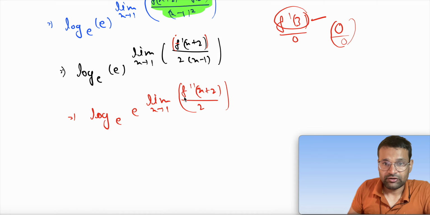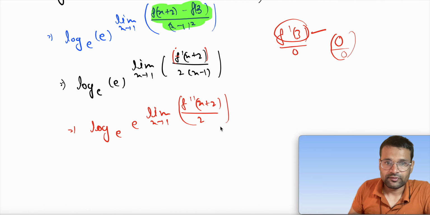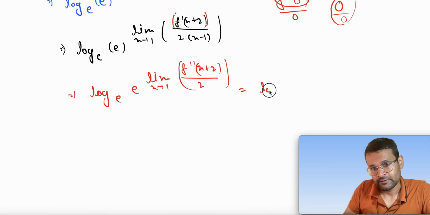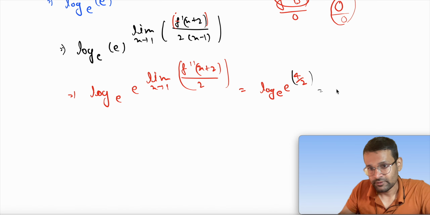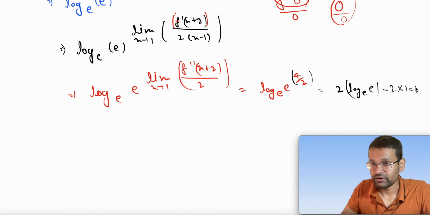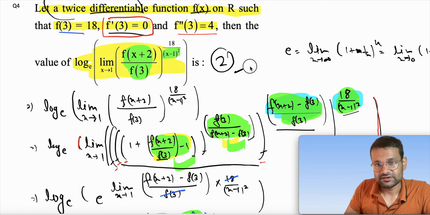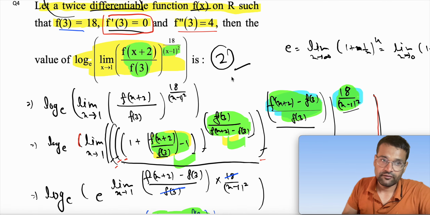Now putting in the value, f double dash 3 is equal to 4, so log e becomes 4 upon 2, which is 2. So 2 into log e, which is 1, gives 2 into 1, which is 2. So let's see which option. Here there is no option, so our answer is 2, a NAT type question. Now we go on to the next question.